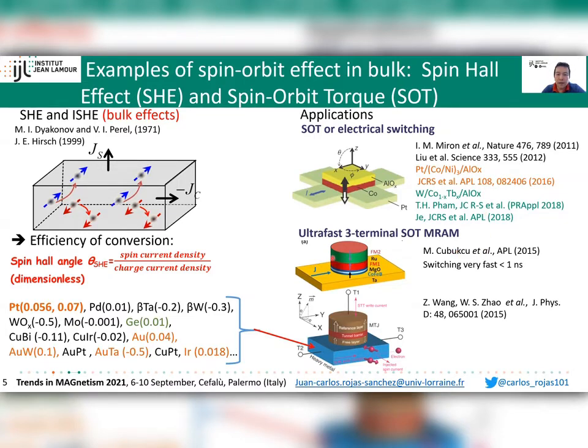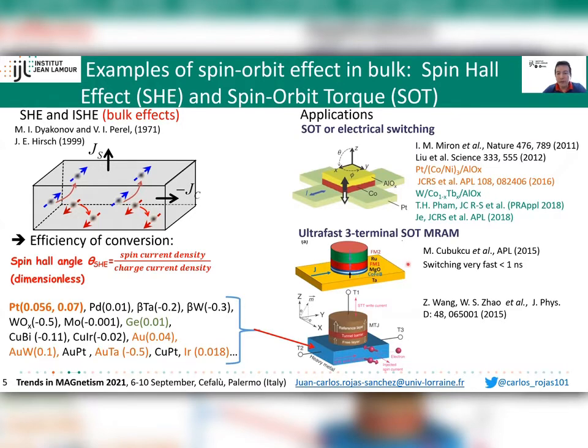And then we can develop new architectures for magnetic memories, so-called three-terminal spin orbit torque MRAM, where we take advantage of this strong spin orbit coupling of the bottom layer here to switch the magnetization of the free layer in this magnetic tunnel junction.